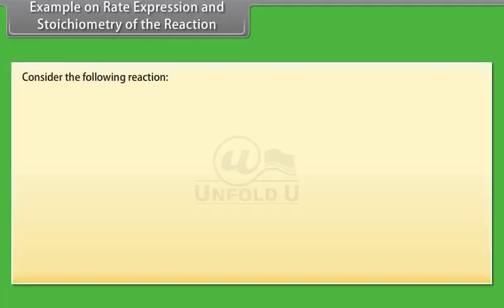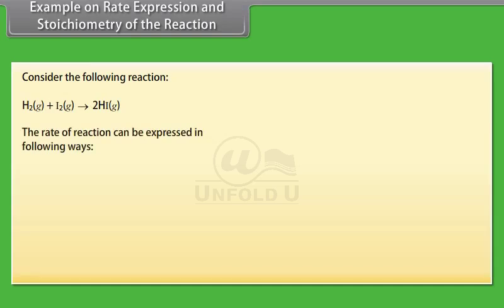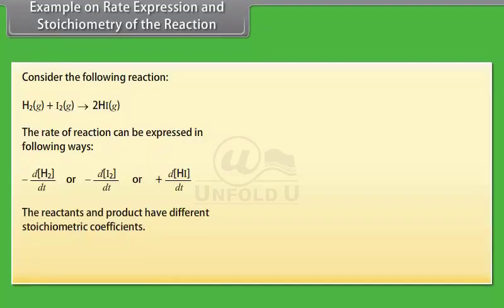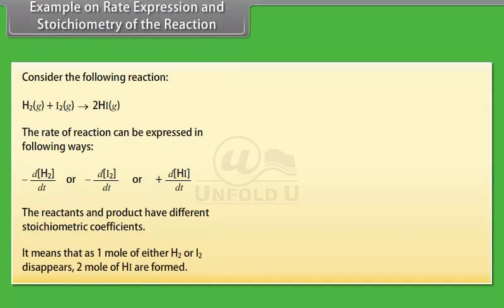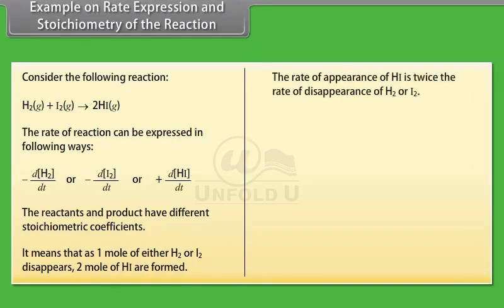Example on rate expression and stoichiometry of the reaction. Let us consider the following reaction: H2 plus I2 gives rise to 2HI. The rate of reaction can be expressed in the following ways: minus d by dt of H2, or minus d by dt of I2, or plus d by dt of HI. The reactants and product have different stoichiometric coefficients. It means that as 1 mole of either H2 or I2 disappears, 2 mole of HI are formed. The rate of appearance of HI is twice the rate of disappearance of H2 or I2.